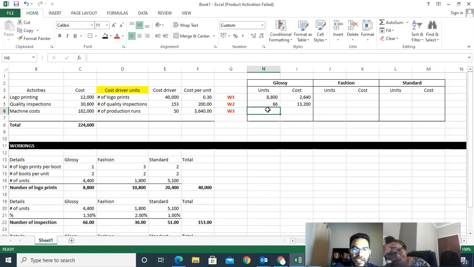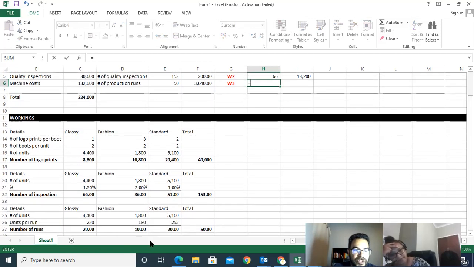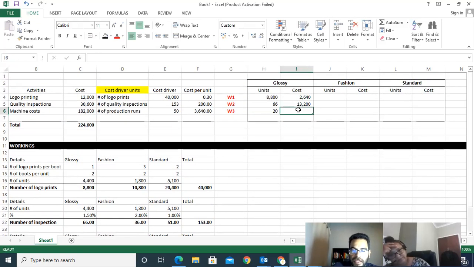And over here, it is going to be the number of production runs, 20. So of the 182,000 Rand, they're going to get allocated 3,640 multiplied by 20 runs. So 72,800 of the 182,000 gets allocated to them.